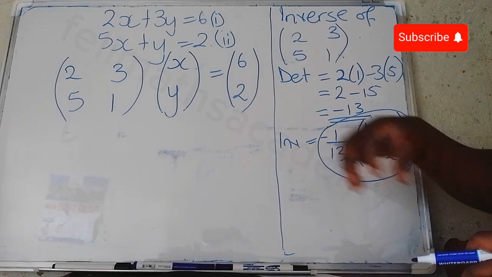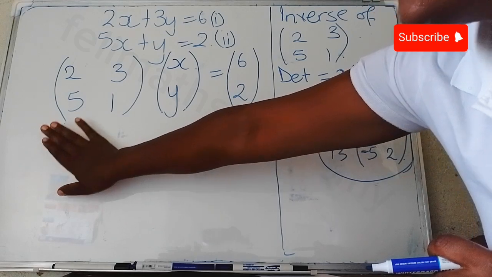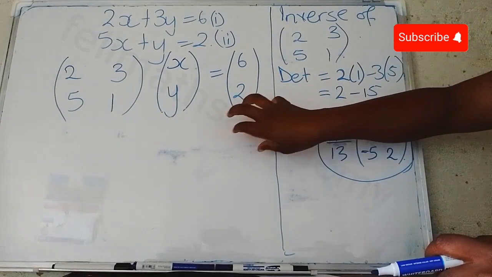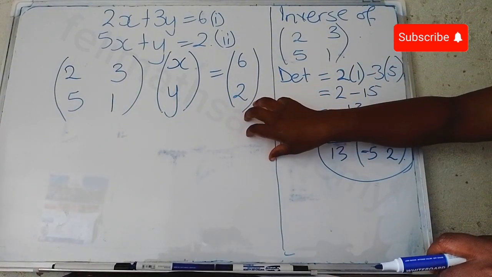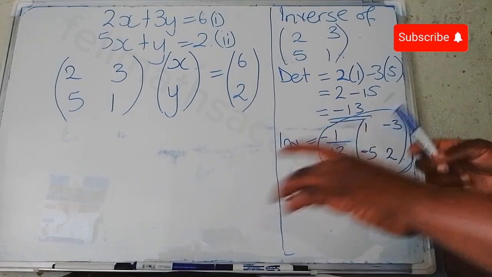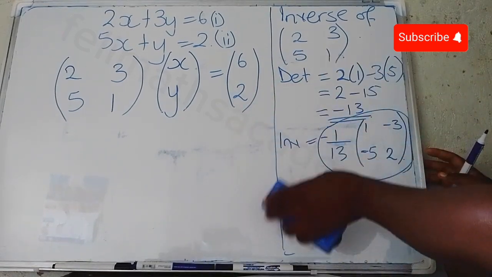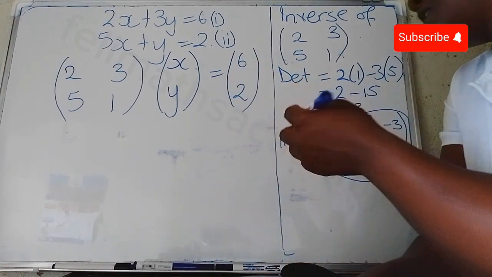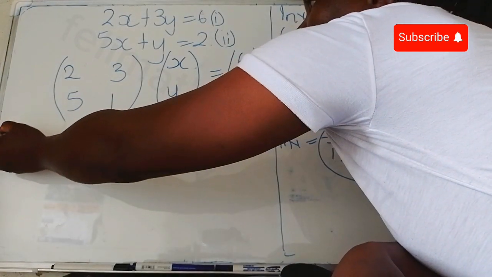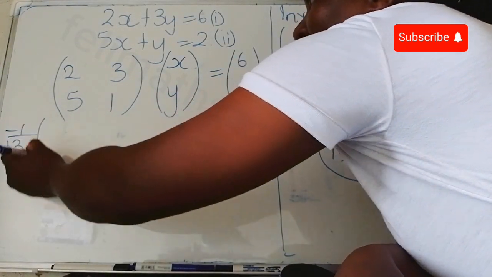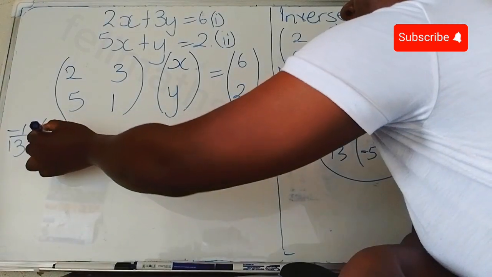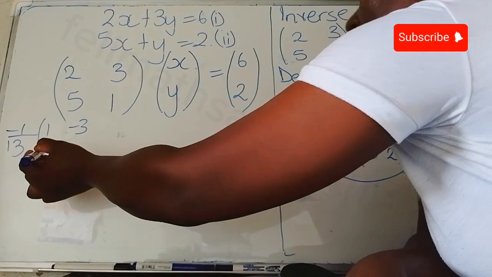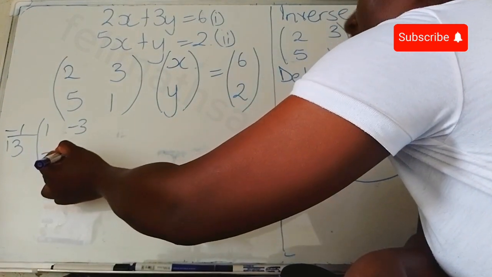So we are going to pre-multiply by the inverse on this side and pre-multiply by the inverse on this side. Right? So I'm going to erase this part after multiplying. So we are pre-multiplying by negative 1 over 13 multiplied by 1, negative 3, negative 5, 2.